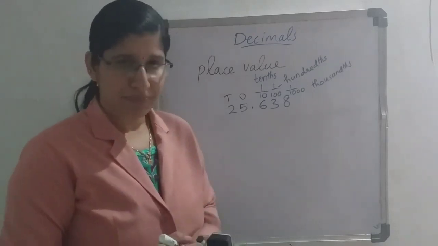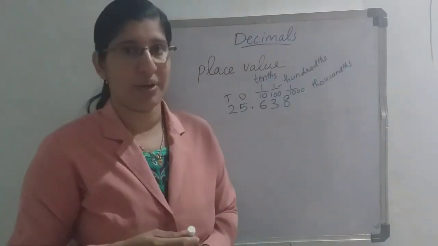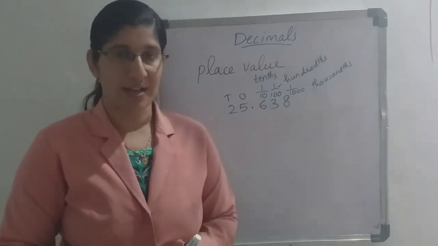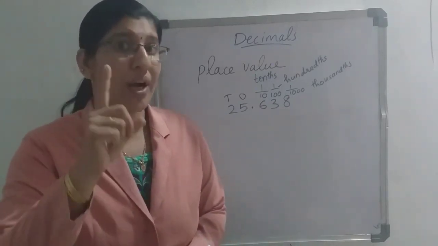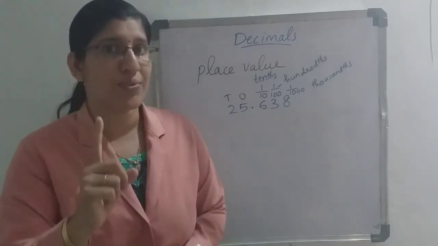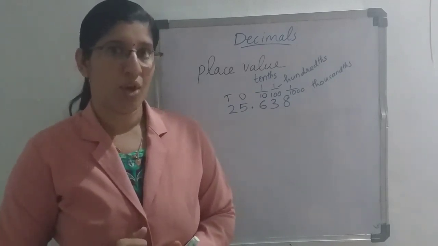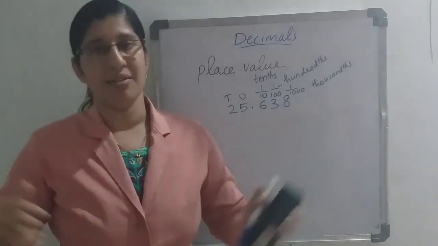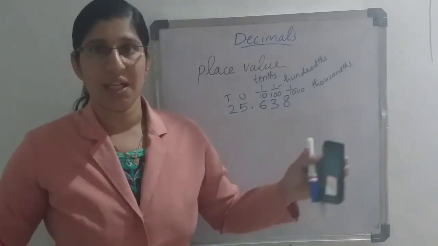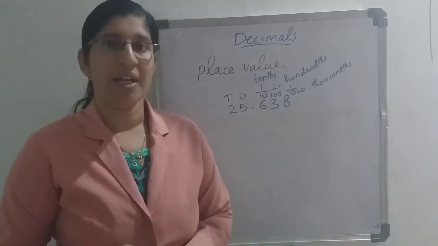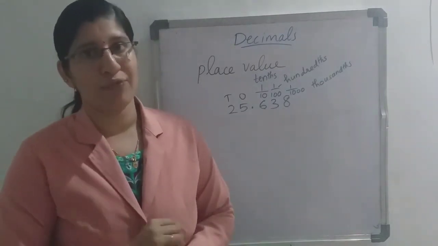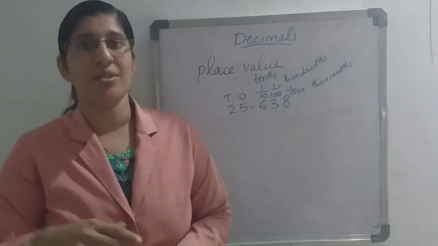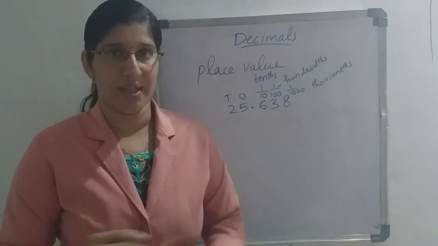For example, just think in your mind that there are 10 sweets. You got 1 sweet out of that 10. Okay. Then there are 100 sweets, and your brother got 1 out of 100. Then there are another 1000 sweets, and your sister got 1 out of 1000.